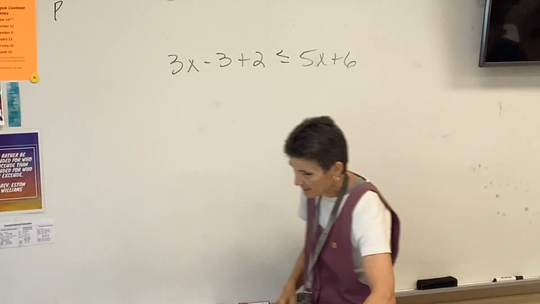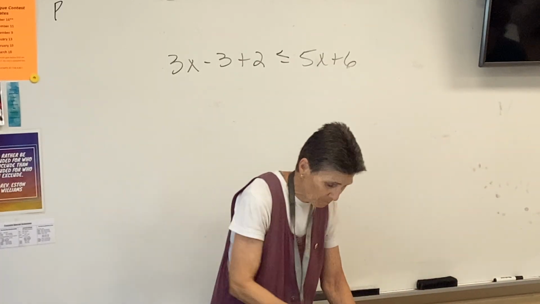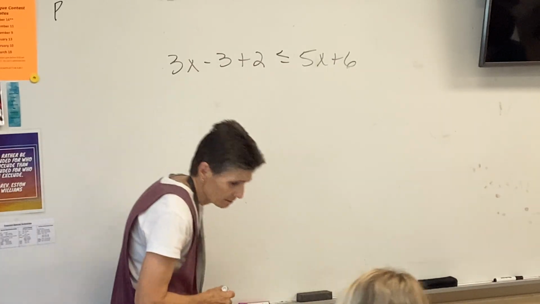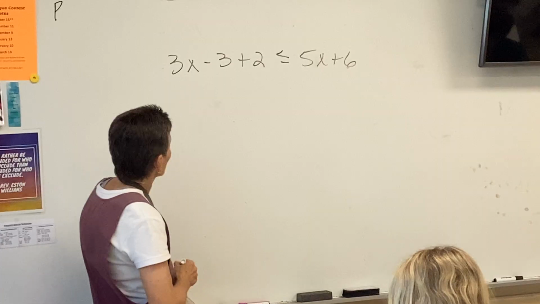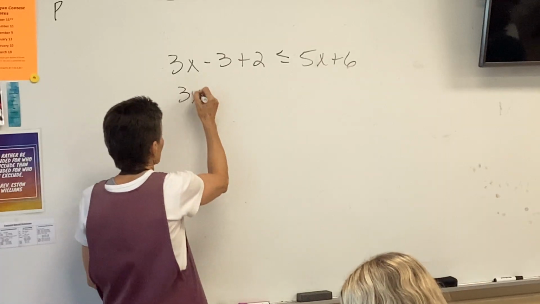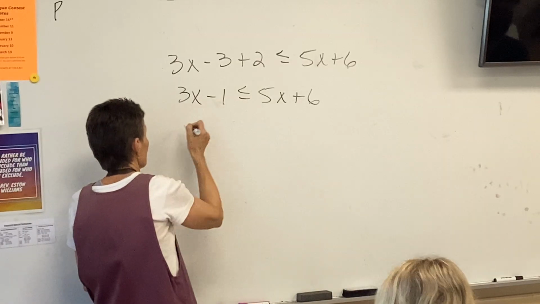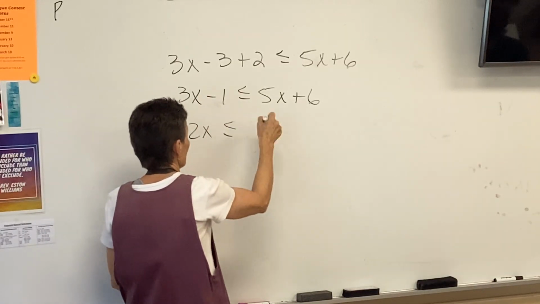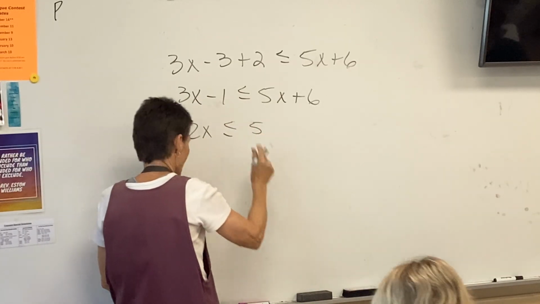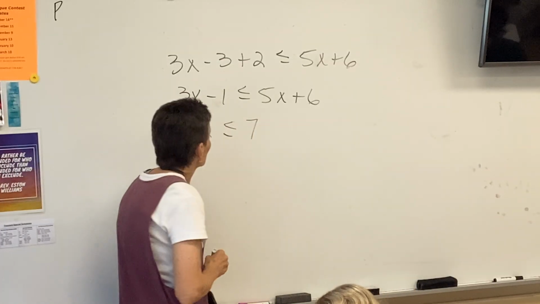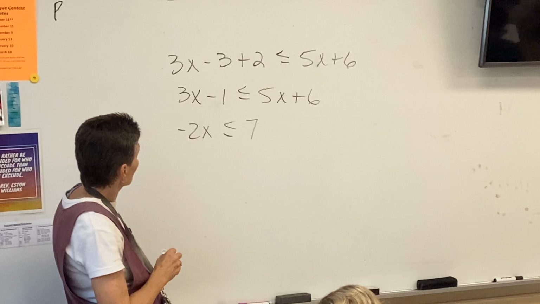All right, so everybody's paying attention. This is an easy problem. We're going to solve this guy. I already distributed, looks like. So 3x minus 1, 5x plus 6. Let's get all these x's on the same side. Keep an eye on me now. Did I do that part right?